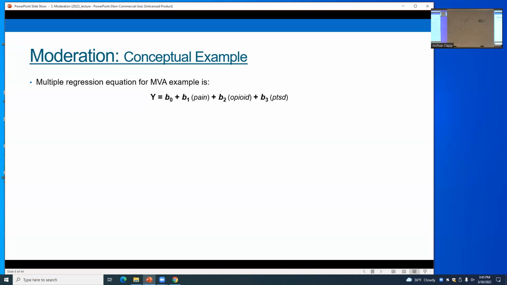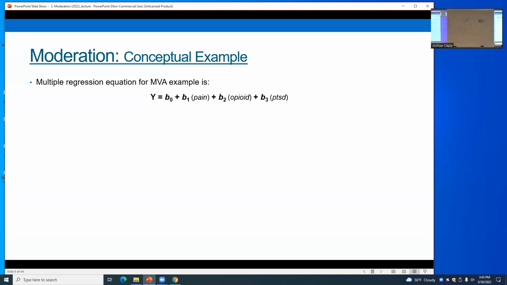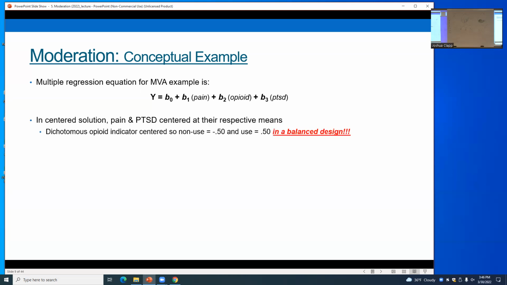Okay. All right. So thinking about our regression example here. If we just run our standard regression, we've got our outcome plus B naught plus B1 pain, B2 opiate use, B3 PTSD. It's just a straight additive model. It works out well algebraically.